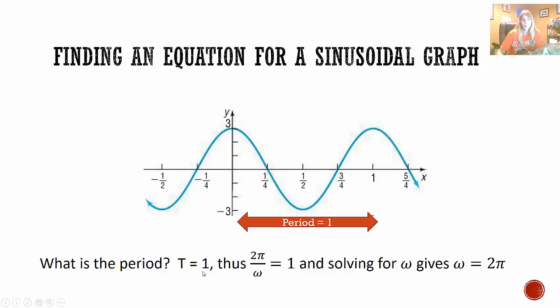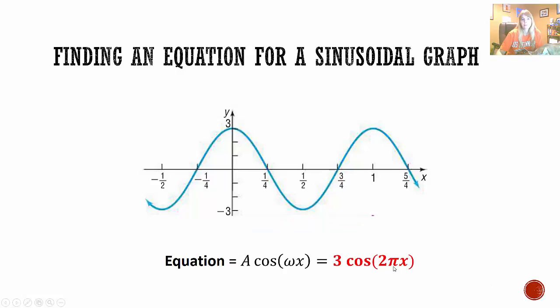So if the period equals 1, I set that 2 pi over omega equals 1. I solve this for omega, and this gives me 2 pi. So this is going to be the value, the coefficient on my variable, which you see here. So this looks like the function 3 times cosine 2 pi x. And that again is what a lot of times you use these graphs for, is to try to figure out a function so then you can plug values into the function and actually do something with this.